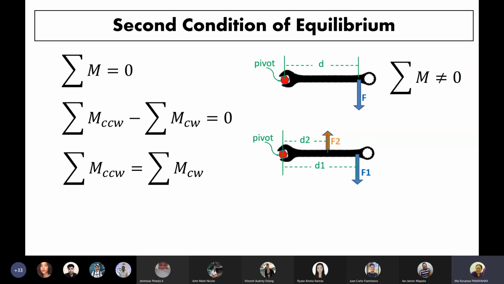So usually in the second condition of equilibrium, we have two forces in this case, okay, for 2D. So here, if we assume that the moment of force, or the torque, that is going counterclockwise is just equal to the moment of force that is going clockwise, therefore this is in equilibrium, okay, that is for 2D.